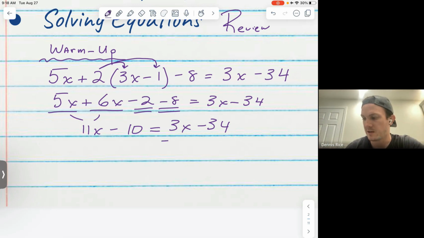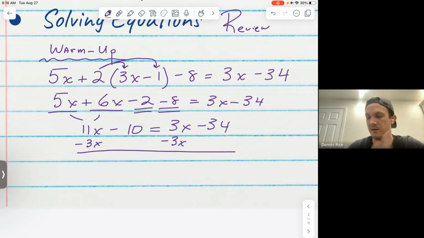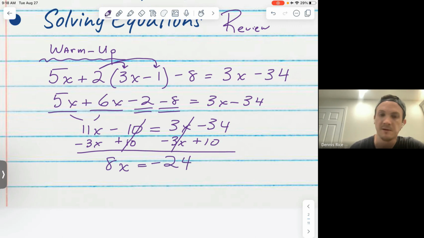So I'm going to bring my x to the left. And being that I'm moving my variables to the left, I'm then going to move my numbers, my constants, to the right. Negative 10 plus 10 zeros out. 3x minus 3x zeros out as well. 11x minus 3x gives me 8x. And on the right, negative 34 plus 10 gives me negative 24. Okay, we're getting there.